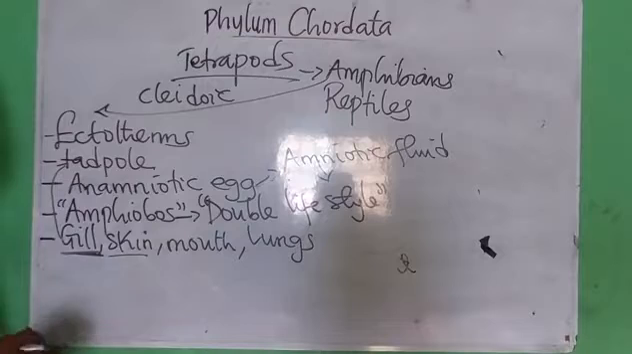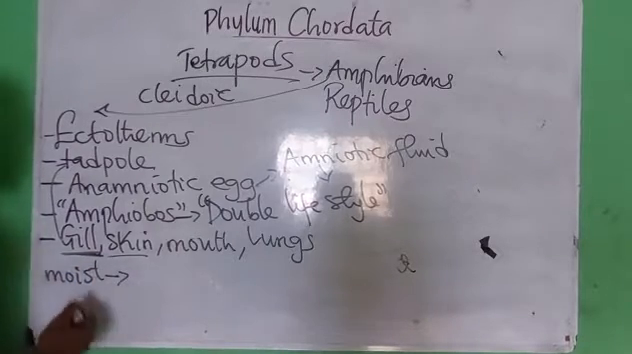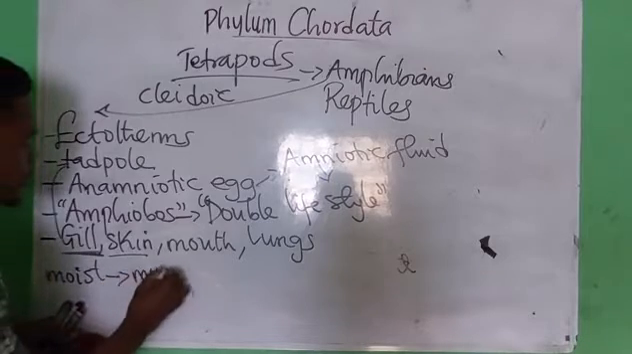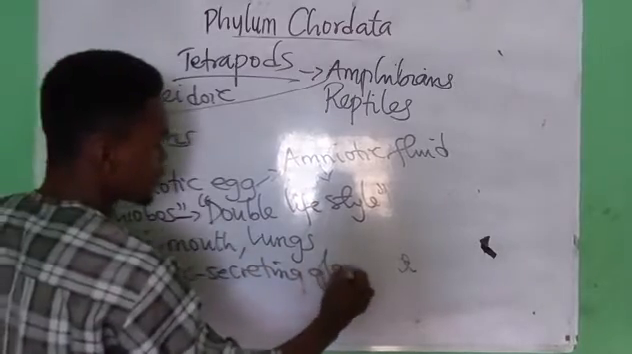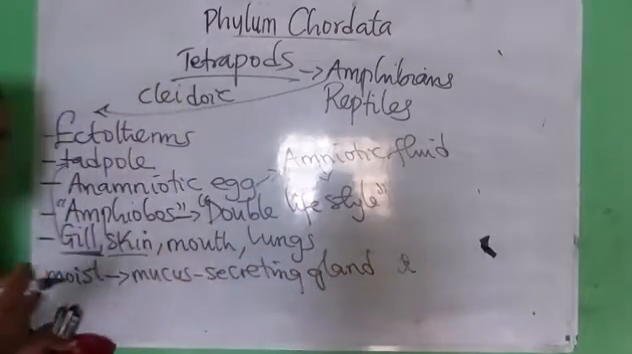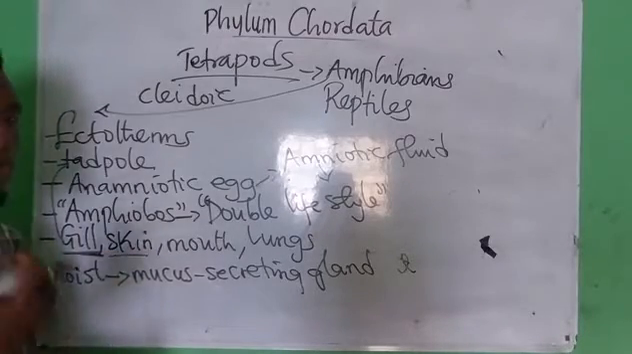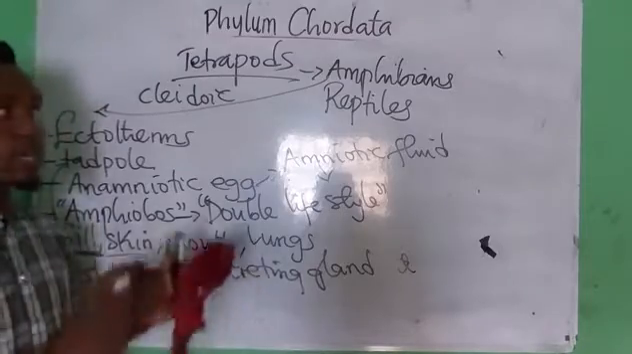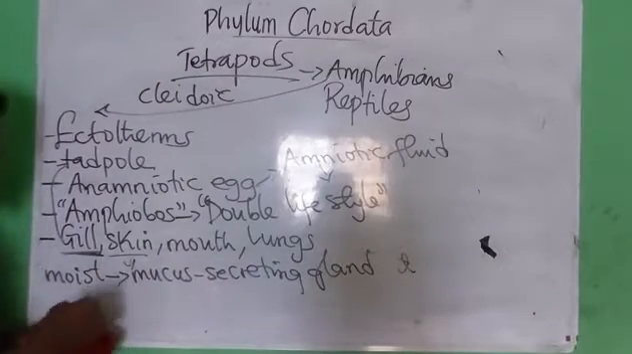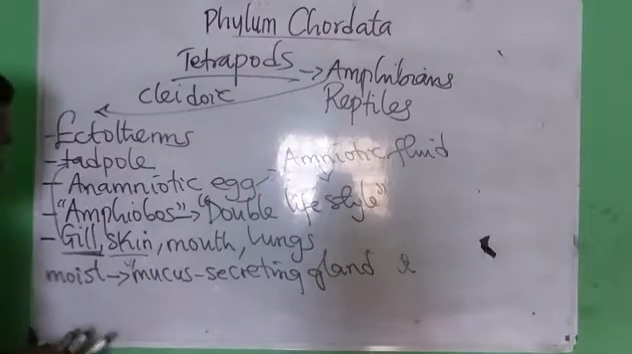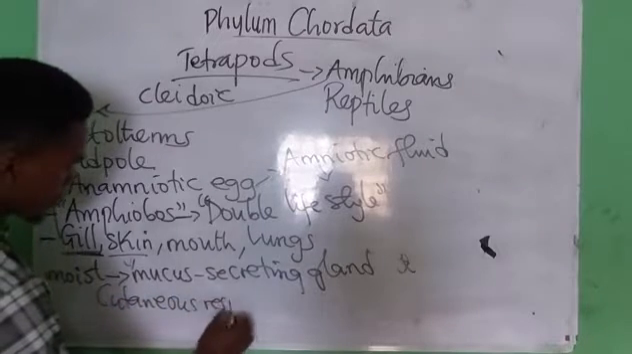Please, the skin is not actually dry, it must be moist. Now, it is moist because there is what is called a mucus secreting gland. This mucus secreting gland produces mucus, which is a slimy substance that keeps the skin of the amphibian moist or wet in order for it to respire easily. Respiration done through the skin is called what? Cutaneous respiration.